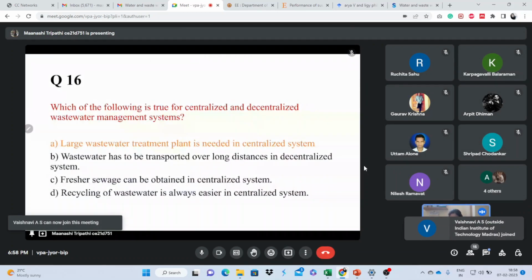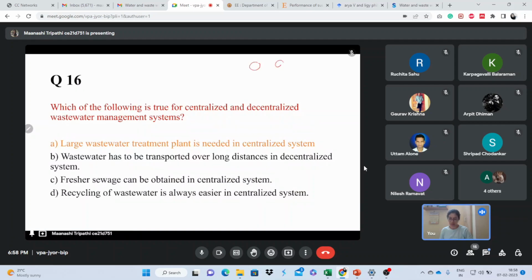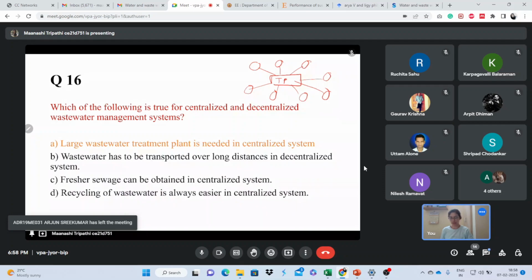So what is a centralized and decentralized system? Say in an area there are many places, these can be homes, schools, hospitals, railway stations, anything, and all of them are sending their wastewater through a pipe system to a particular location, a treatment plant. This is what we call a centralized treatment plant.